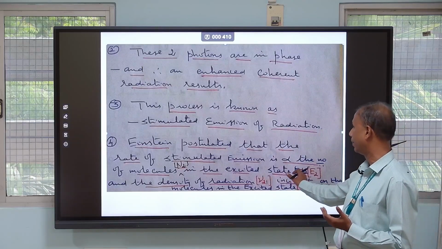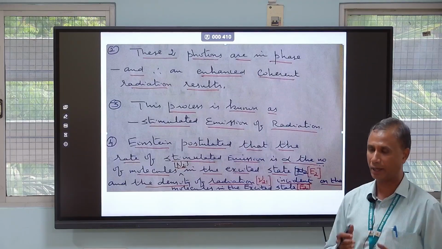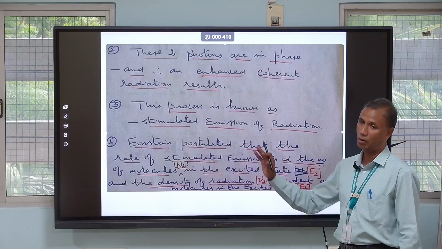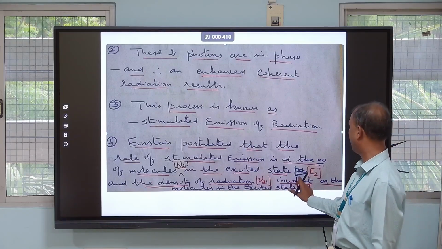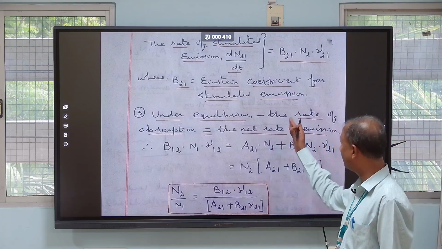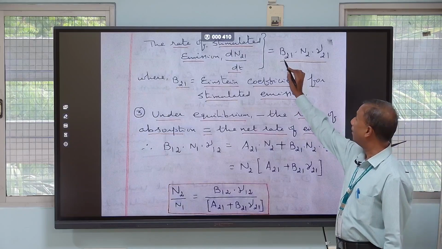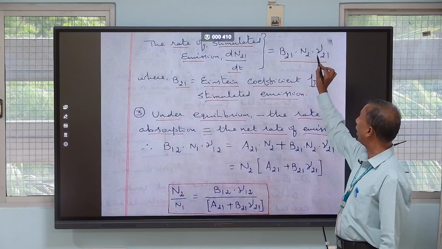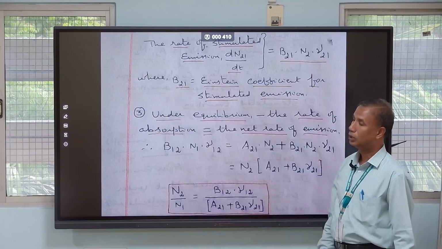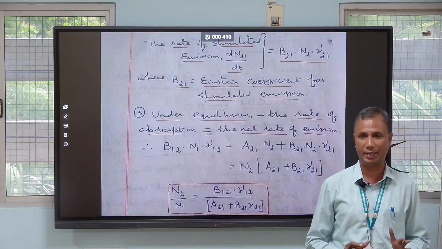Again, Einstein postulated that the rate of stimulated emission depends on the number of molecules N2 in the excited state, and here you include the frequency because you are additionally giving energy. So it depends on the density of radiation nu 21 incident on the molecule in the excited state E2. Therefore, the rate of stimulated emission dN21 by dt is nothing but B21 N2 times the frequency of the radiation you pass, nu 21. B21 is the Einstein coefficient for stimulated emission.